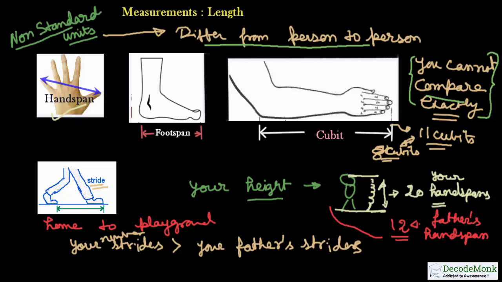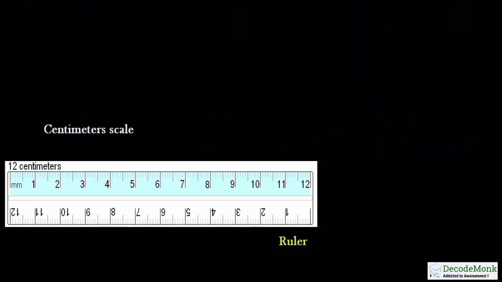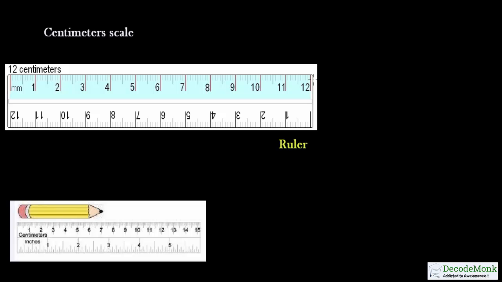So after some time, people came up with the idea of standardizing the measurement of length, and they came up with something called a ruler or scale, which is divided into tiny parts. For example, let us take a centimeter scale, and this is a 12 centimeter scale. 1 centimeter is further broken down into 10 small parts. You may count over here: 1, 2, 3, 4, 5, 6, 7, 8, 9, 10. So 1 centimeter is again broken down into 10 small parts.